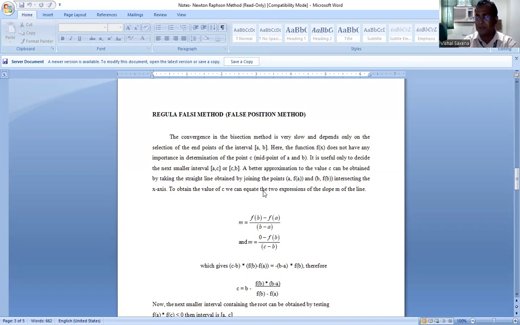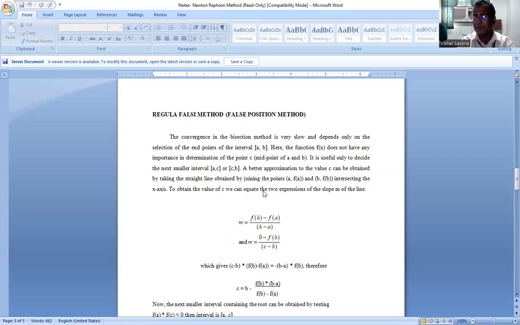As we already know, the convergence of the bisection method is very slow. When we apply it to get the root, its convergence becomes very slow, depending upon the selection of the endpoints of the interval a comma b. Therefore, the bisection method is not giving the solution very rapidly. So the regular Falsi method can be applied in these conditions.